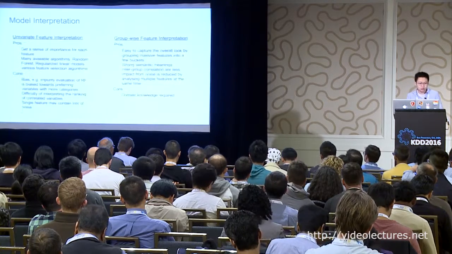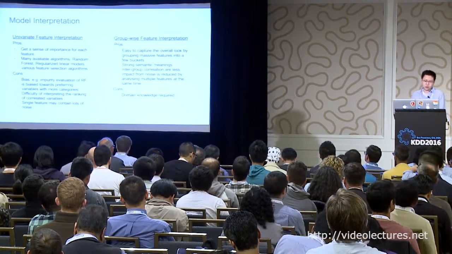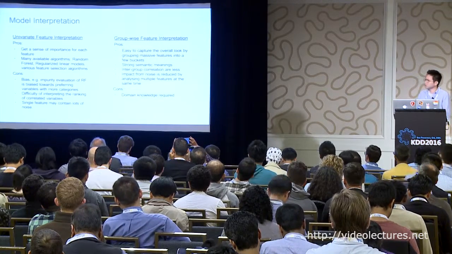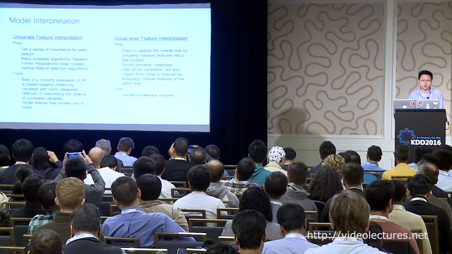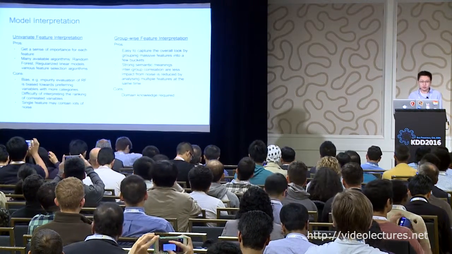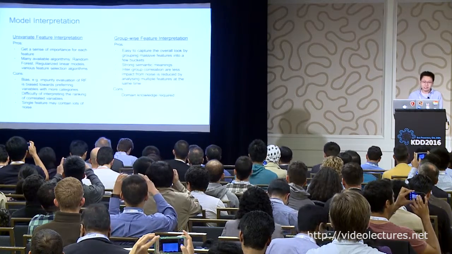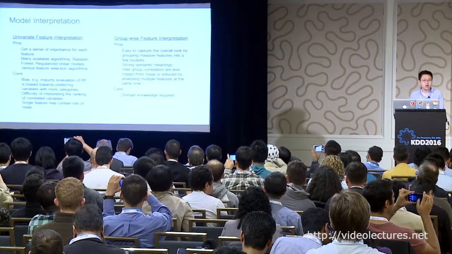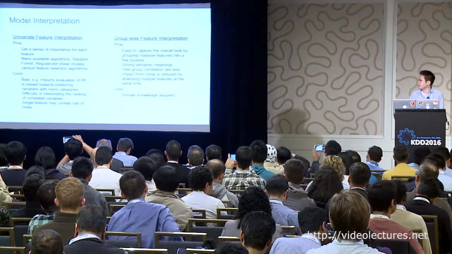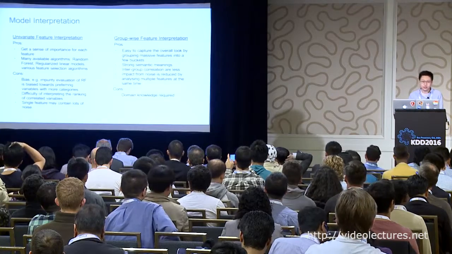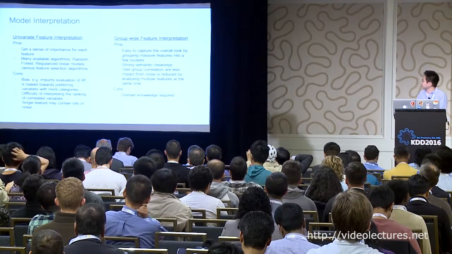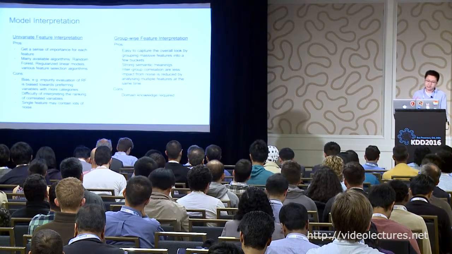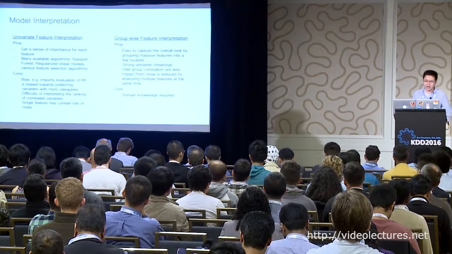Okay. So next, let's take a look at 2 approaches for model interpretation. The first one, on the left, is the commonly used univariate feature interpretation. It's quite straightforward and makes it easy to get a sense of the importance of each feature. And there are a lot of algorithms, such as random forest and regularized linear regressions, to help us get an idea about the ranking of those features, along with various other feature selection algorithms.